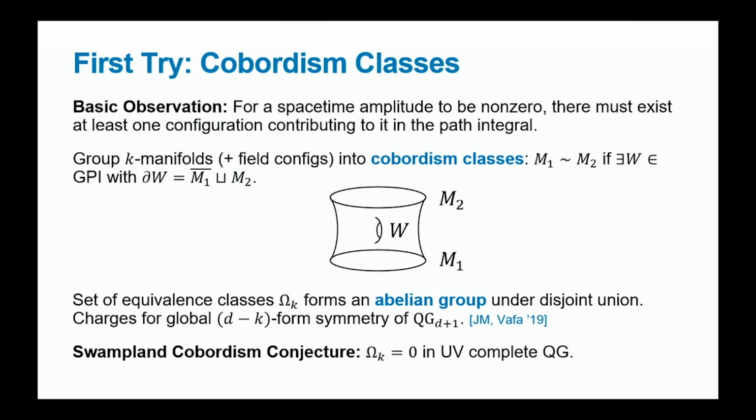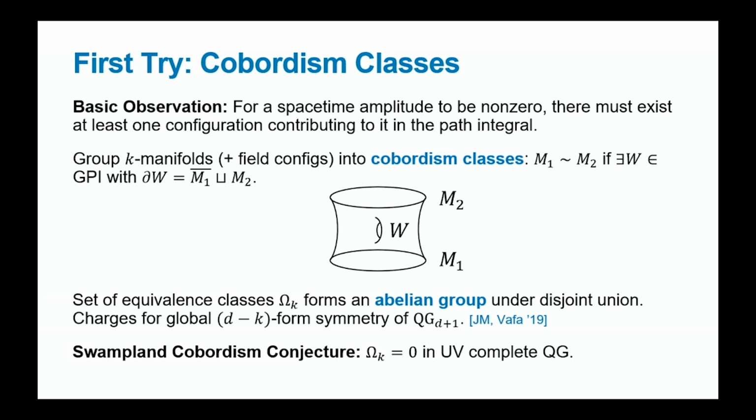So a first try at describing the conserved charges carried by closed universes is what Coleman and I did in a paper from 2019 on cobordism. We made an obvious observation, which is that if a space-time amplitude is non-zero, then there better be at least one configuration in the path integral that contributes to it. If there's no configuration in the path integral, then that amplitude is obviously zero. So that motivates the following definition.